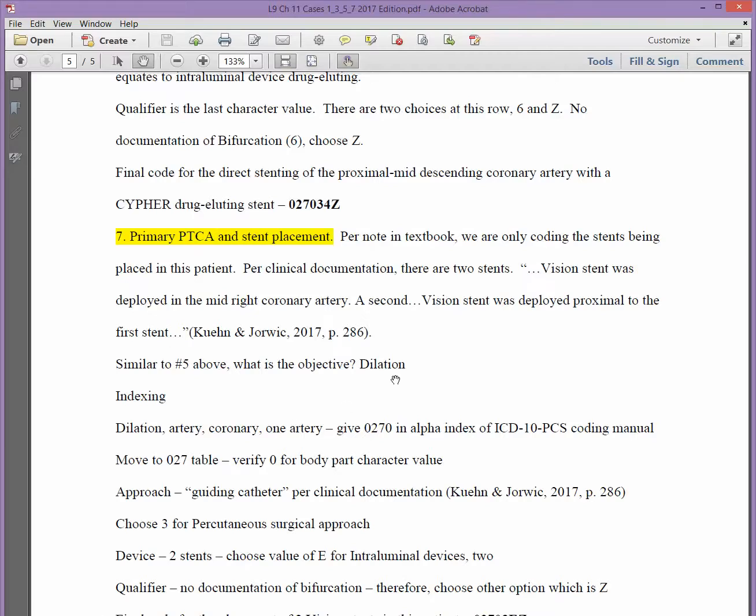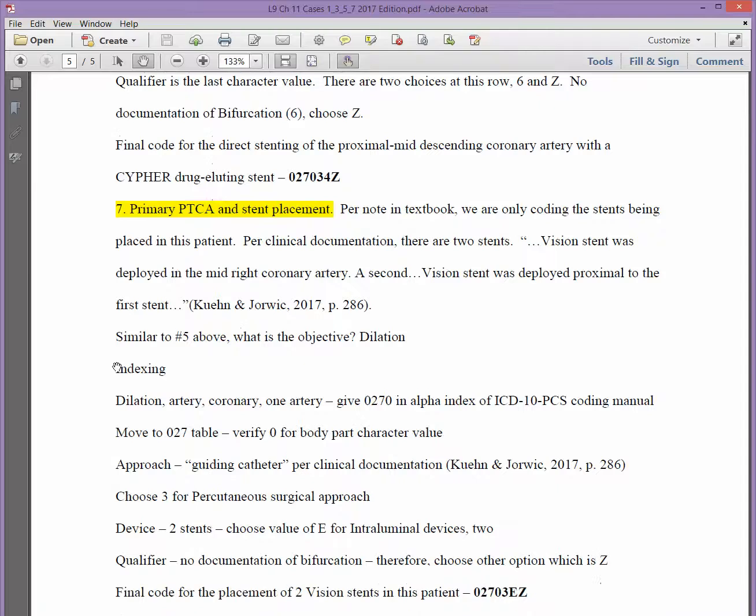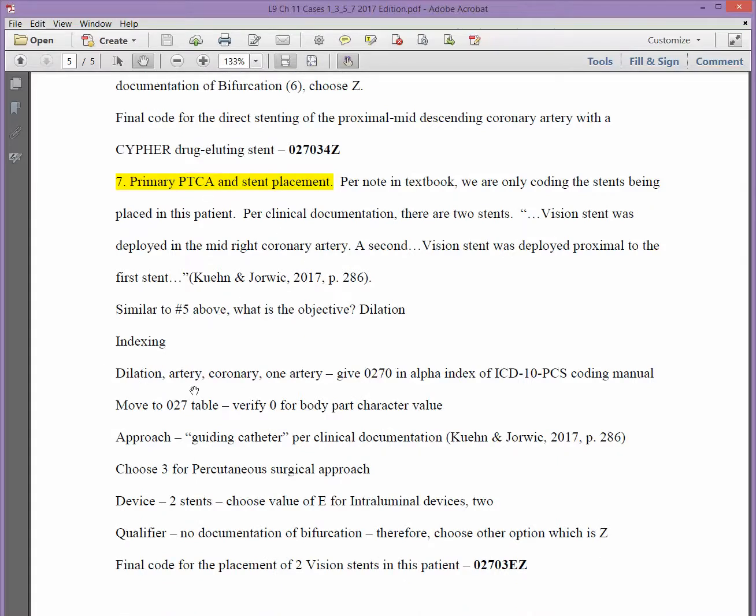So the root operation is similar, it's dilation, but we do have 2 stents. So index dilation, artery, coronary, 1 artery. So only 1 artery. We're given 0270 in the alpha index, move to the 027 table. Approach again was via a catheter. Small incision equates to percutaneous, but in this case, it was 2 stents, not 1. They were intraluminal, and there's no documentation that they were drug-eluting. So we choose E at that particular row in the table.